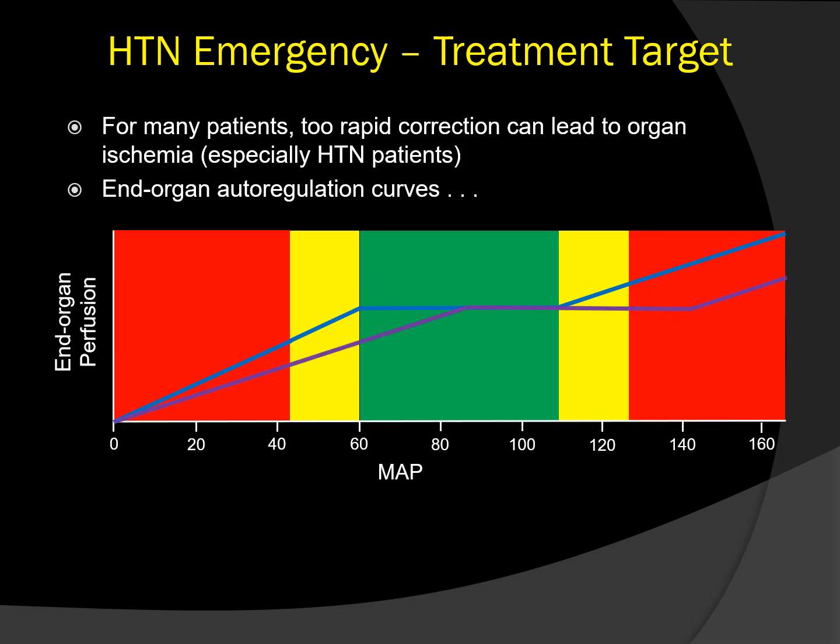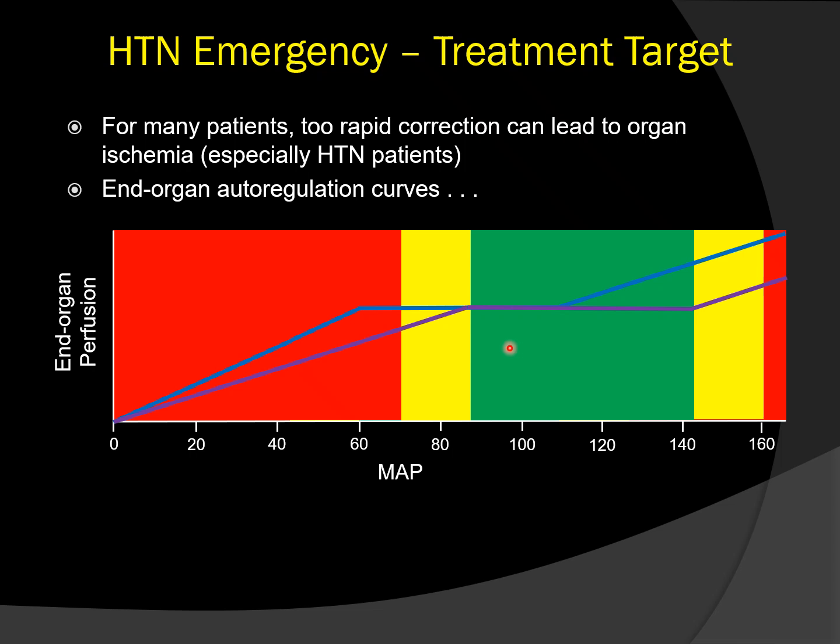Now, someone who's chronically hypertensive has what we term a shift of the autoregulation curve to the right, which I've drawn in purple. They still autoregulate, but they autoregulate around the higher blood pressure. Here, they prefer keeping their pressure from about 85 to about 145. That's their normal range for a chronically hypertensive patient. So what that means is they shift their happy spot, the green spot, to the right over here.